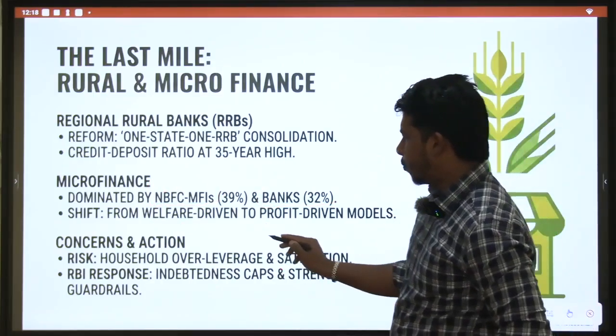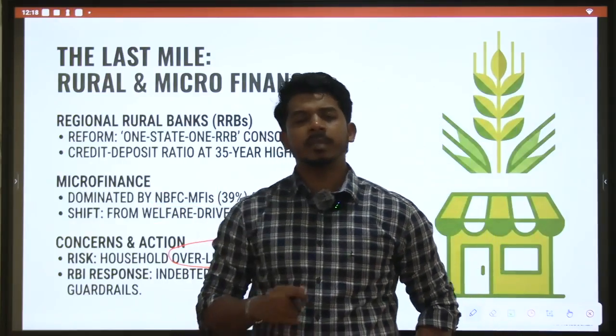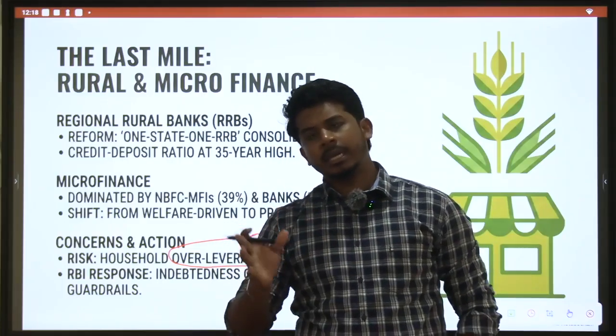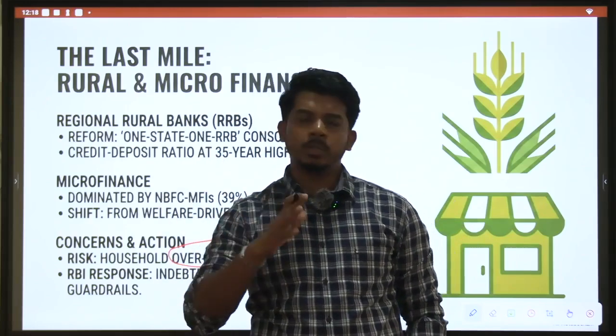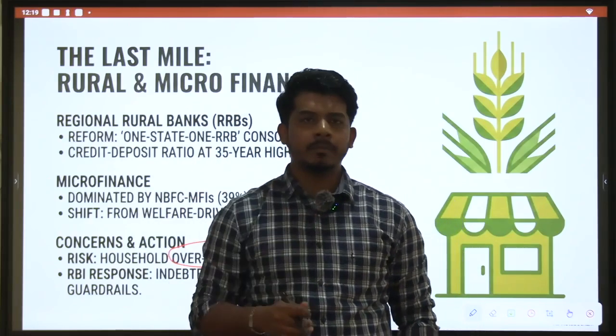So there is over leverage. Over leveraging means this. Let's say my monthly salary is 50,000. So after all my expenses, I will have some 10,000. So my loan EMI should be 10,000. My loan should be such that it matches with my EMI.